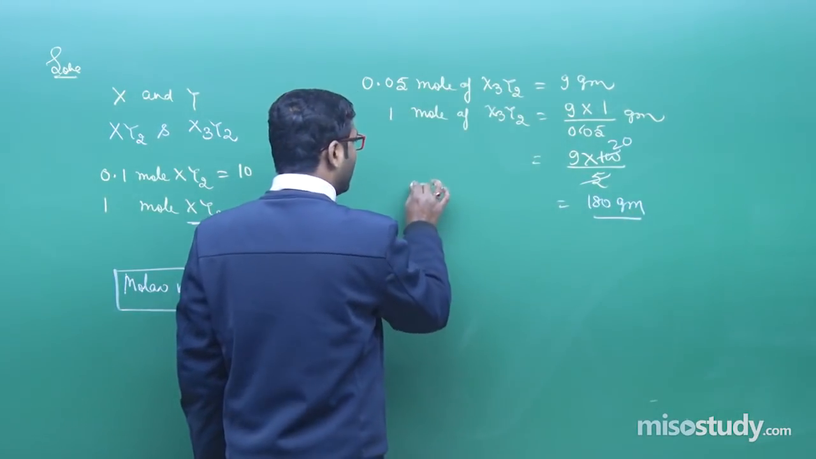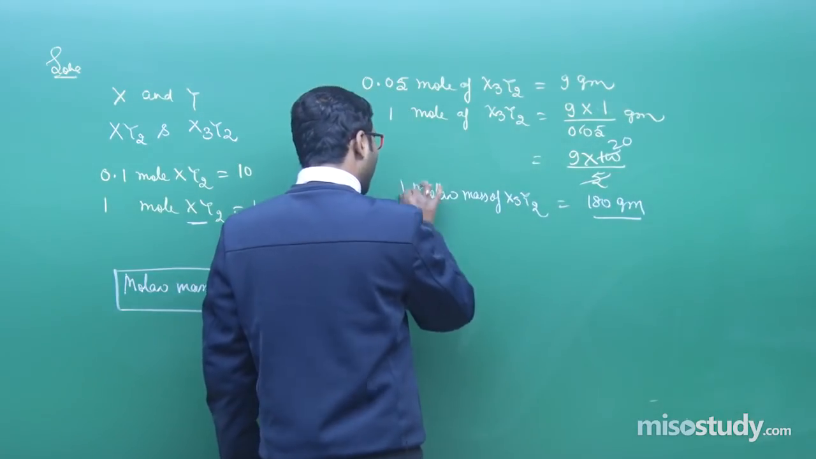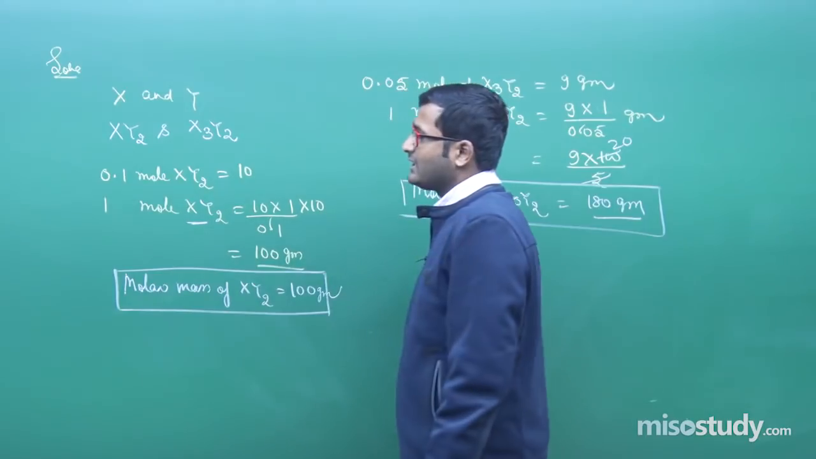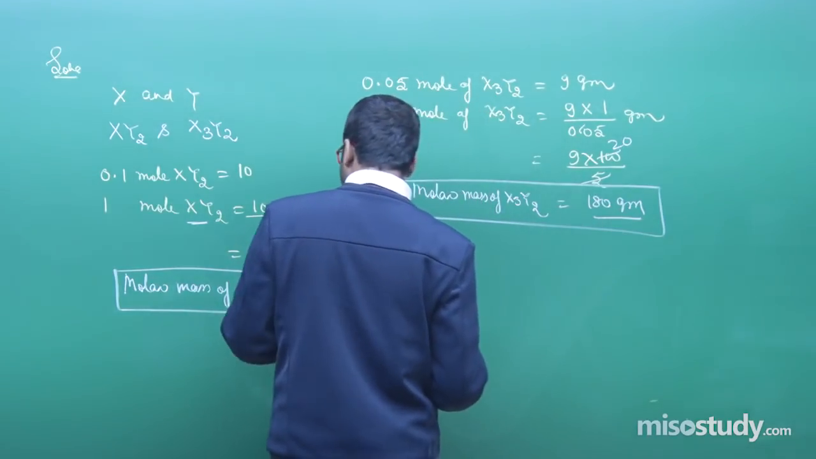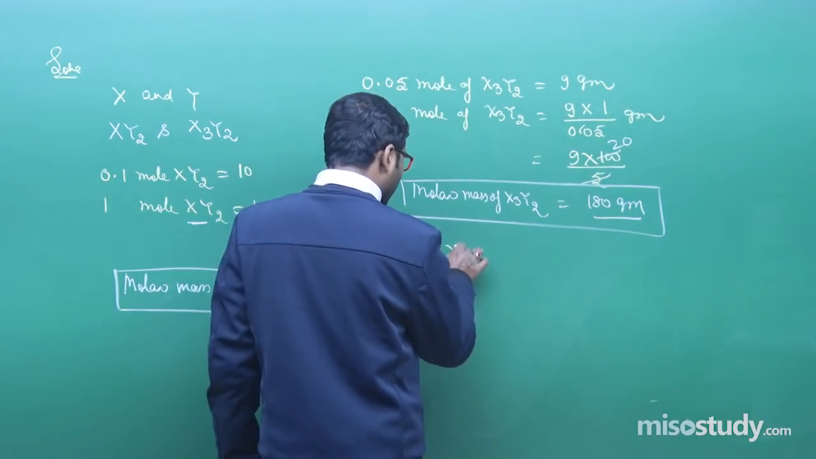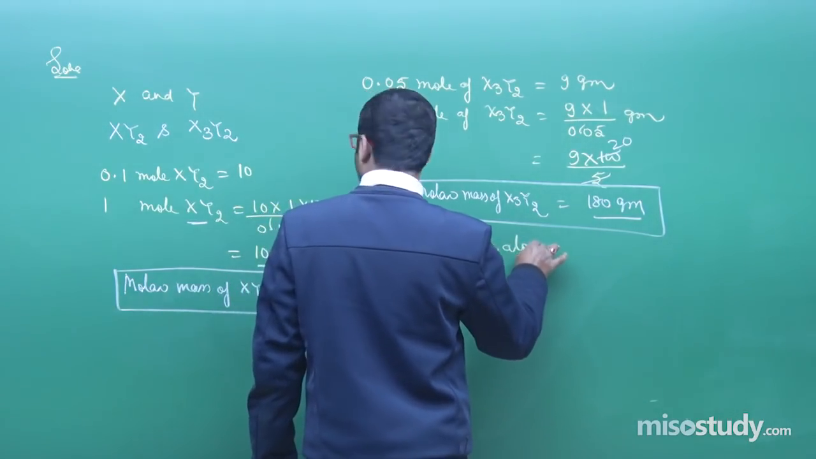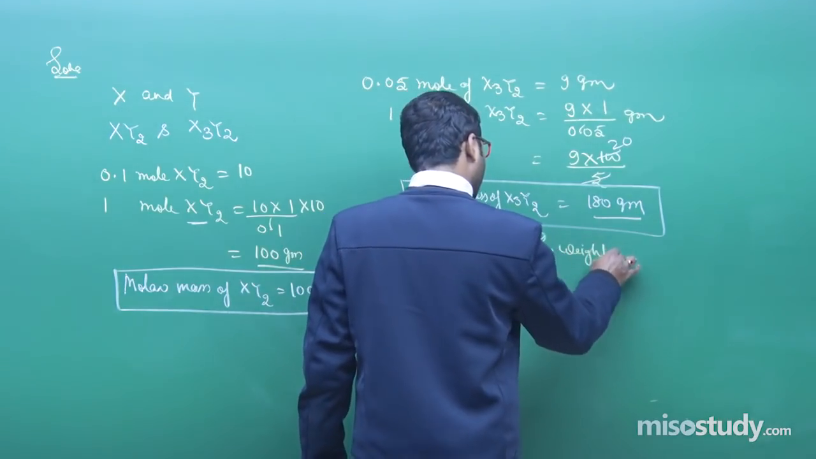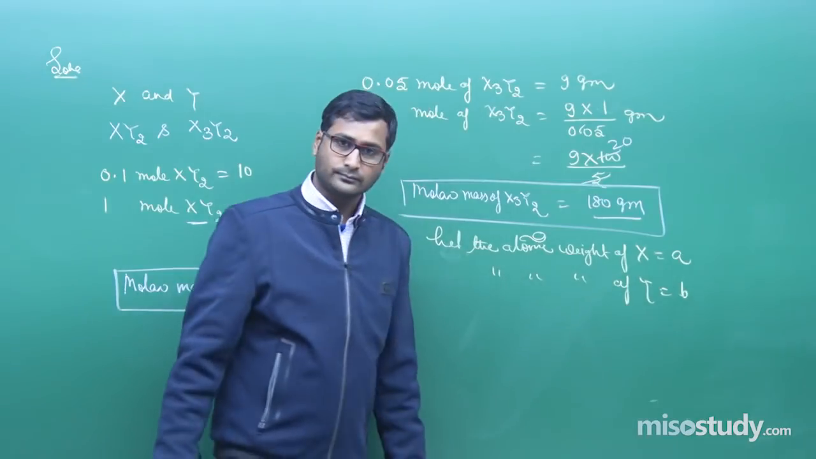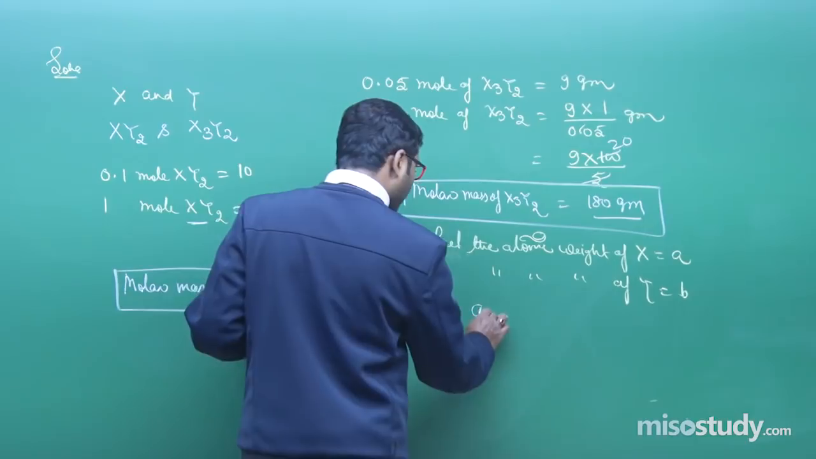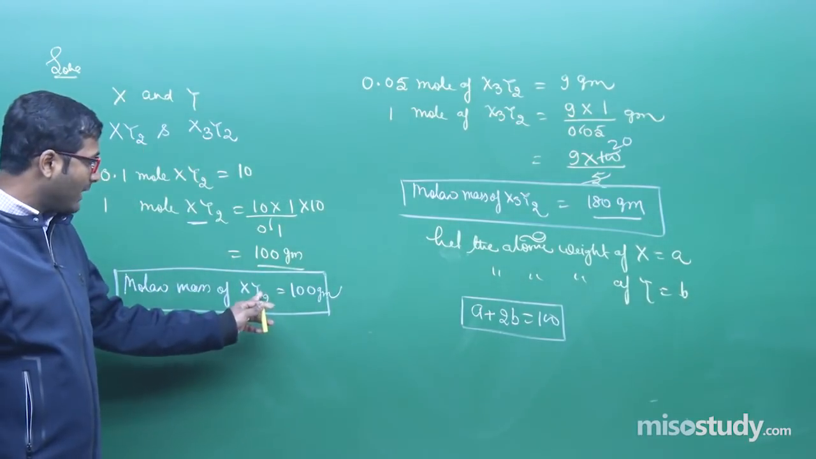So we can say the molar mass of X3Y2 has value 180 gram. Now, as per the question, we need the atomic weights of X and Y. We have two equations. Look, for XY2, the molar mass contains atoms of both. Let the atomic weight of X be A and the atomic weight of Y be B. Now put the value here: A plus 2B is equal to 100 for the first expression. Do you know how to write this expression? X has atomic mass A and Y appears 2 times, so 2B.